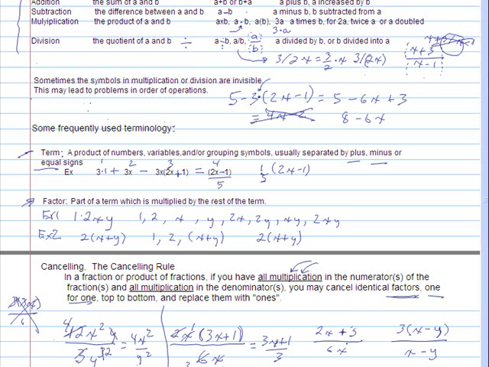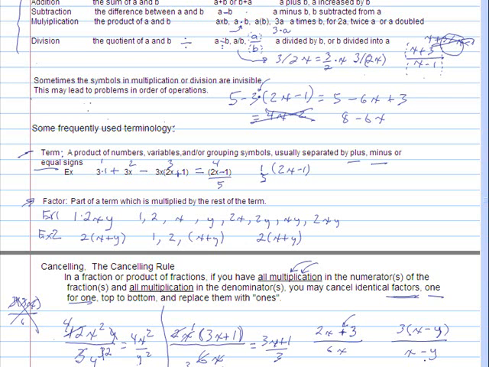Now in the next one, I can't cancel at all, because I just don't have all multiplication on the top. And that's one of the requirements for the canceling rule. So I'm not even allowed to attempt to cancel here. I just have to leave this just as it is. This is already simplified. In the last one, I can cancel, and you can say, well, why?